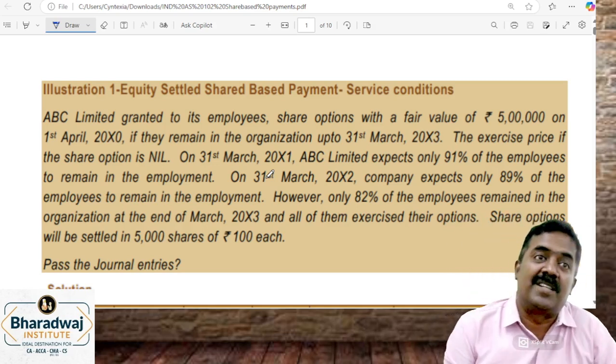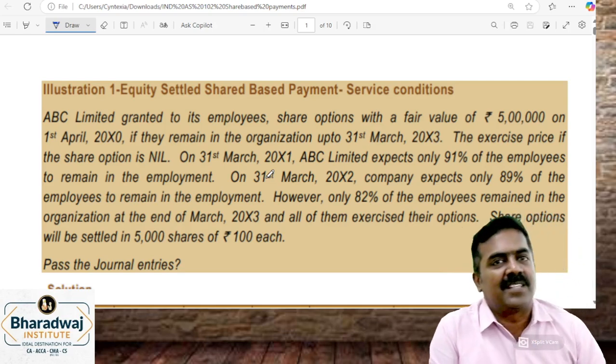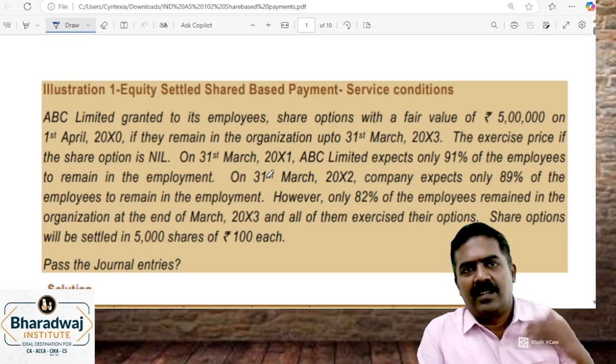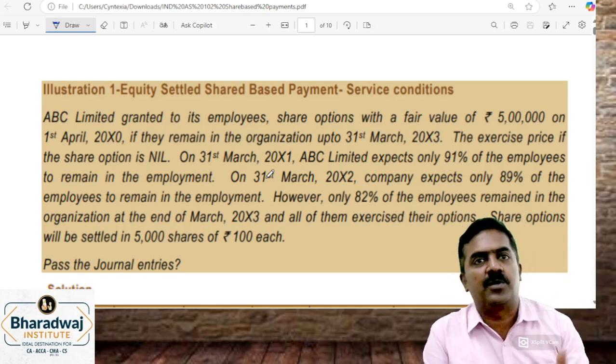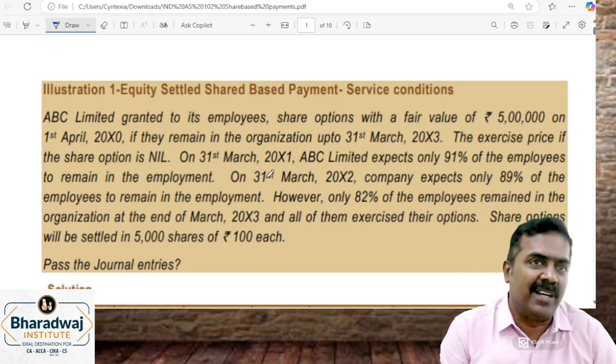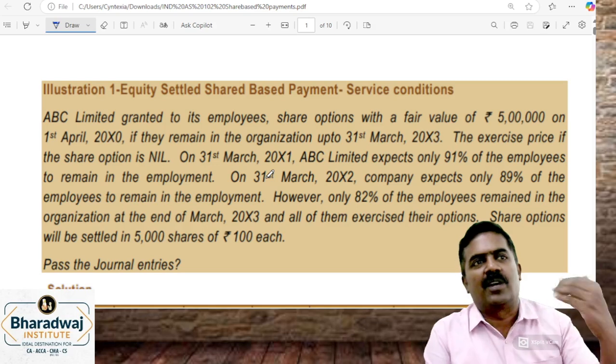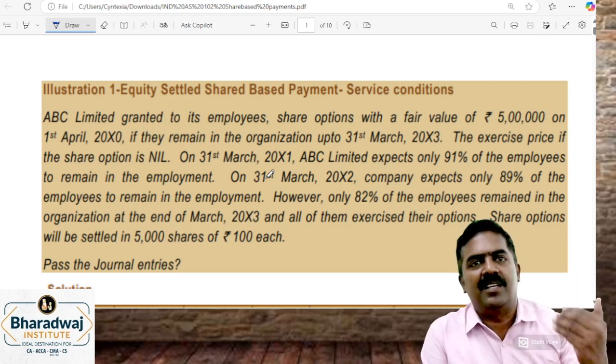We call these vesting conditions. What do you mean by vesting conditions? The conditions to be fulfilled so that the shares will vest with you. Vest with you means you have the right to buy the share in the market. For example, you are 3 years in a company. After 3 years, you're eligible to get the shares.